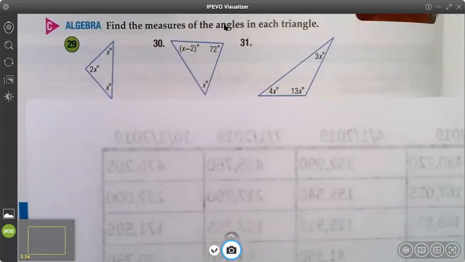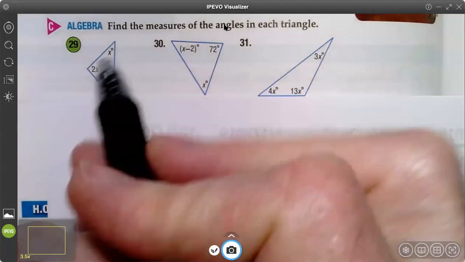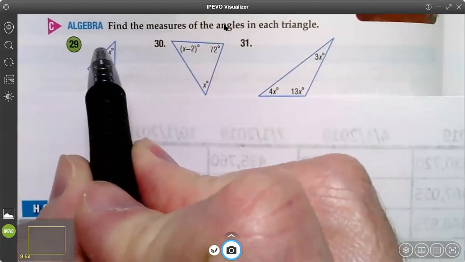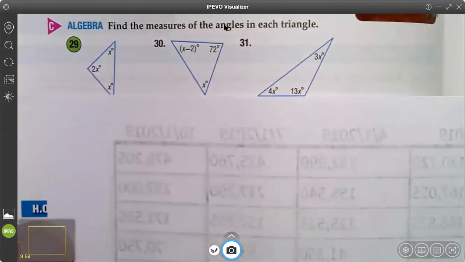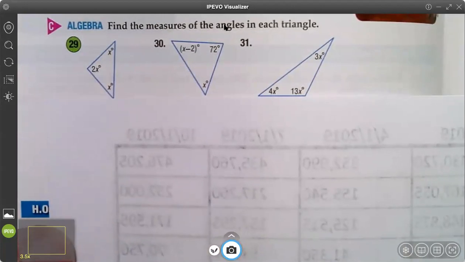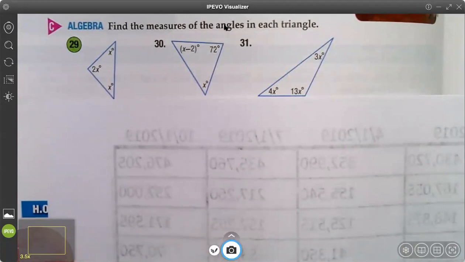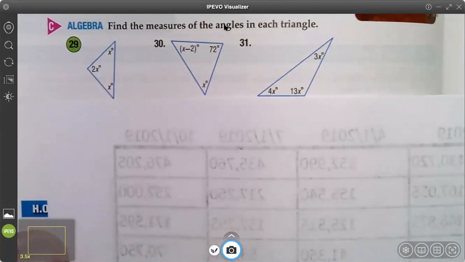Number 29, try to think, is this a scalene triangle, an isosceles triangle, or an equilateral triangle? It is isosceles. I have two angles the same here and here, so that means I have two sides the same. Now let's find the missing angle measure and then classify it completely. I'm going to give you a moment to see if you can do it first. Try to find the measure of the angles.